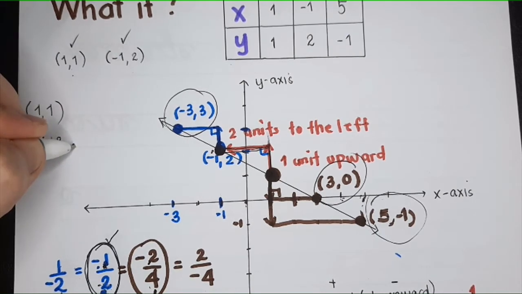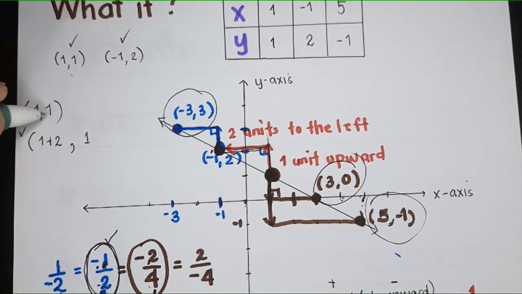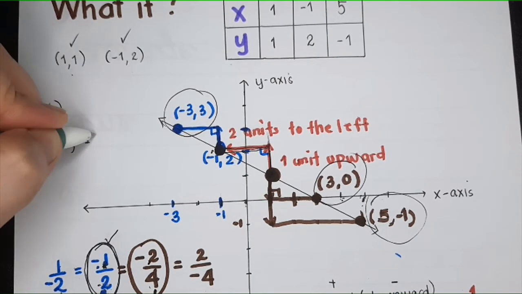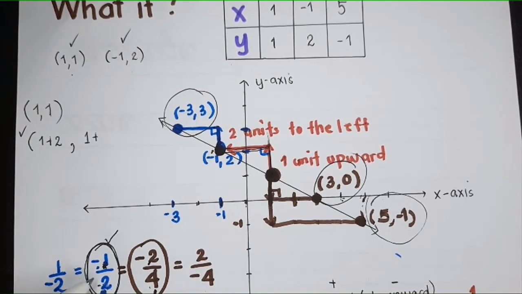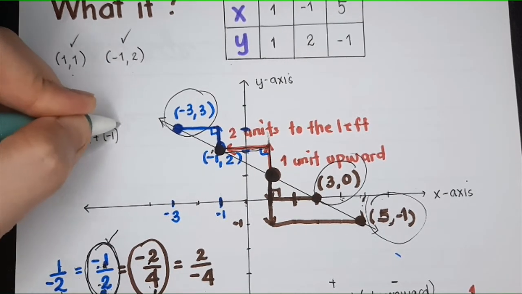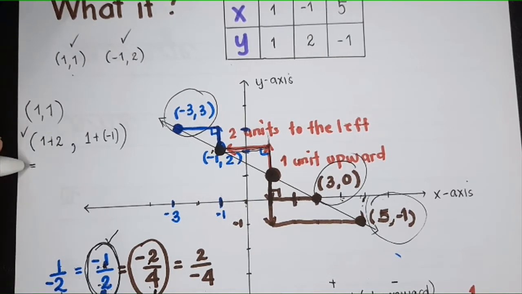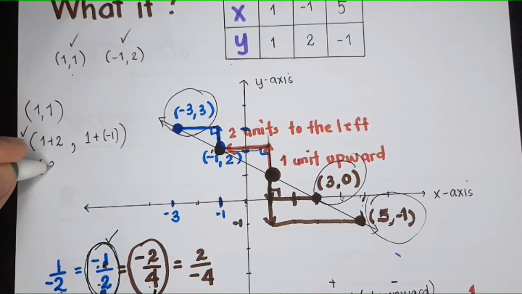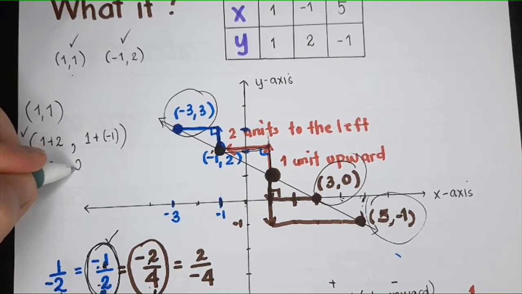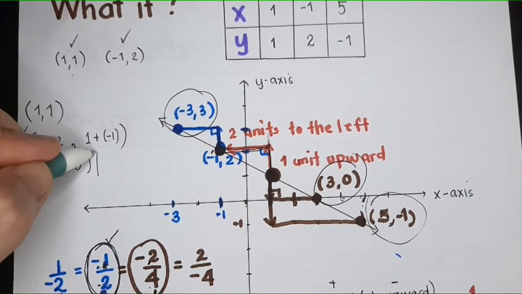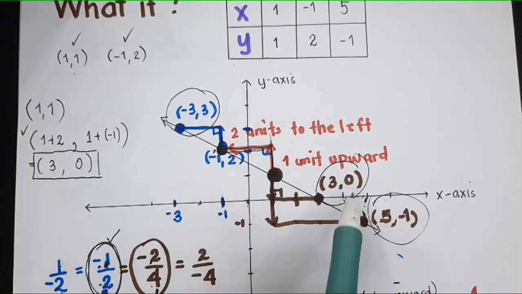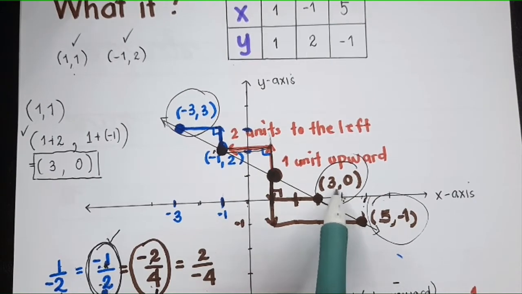Then what will I do with the y coordinate? This is the original y coordinate. I'm going to add the rise, which is negative 1. So, I'm going to add negative 1, and then you simplify. What is 1 plus 2? 3. What is 1 plus a negative 1? 0. And this is a third point on this line. There, 3, 0.